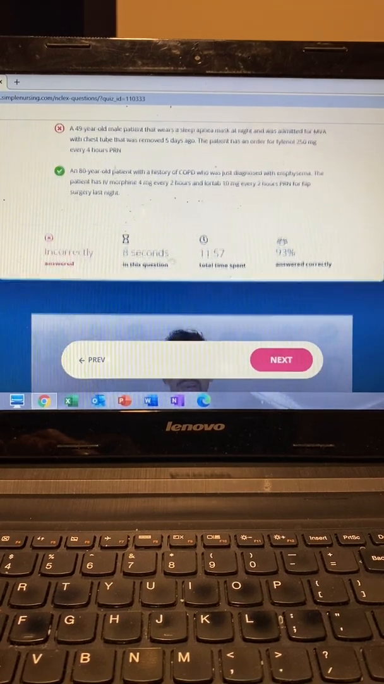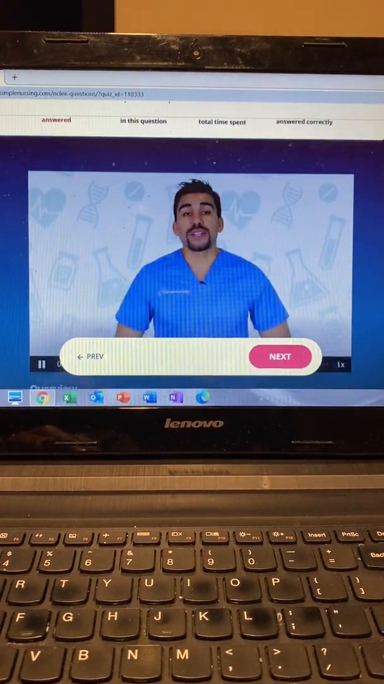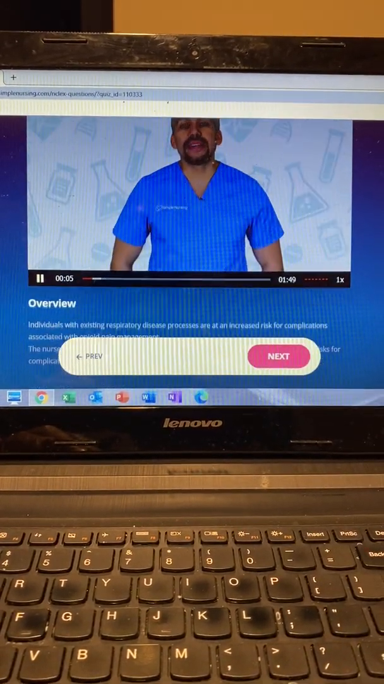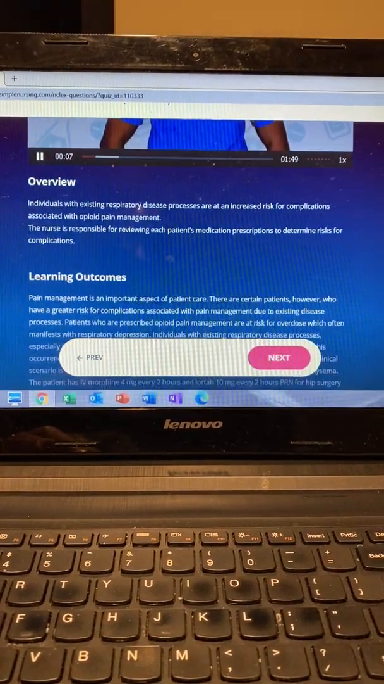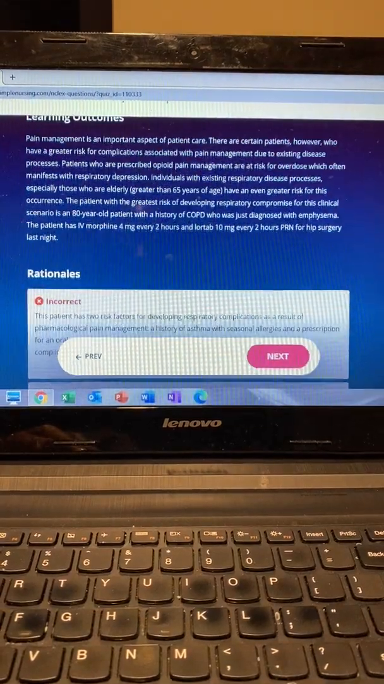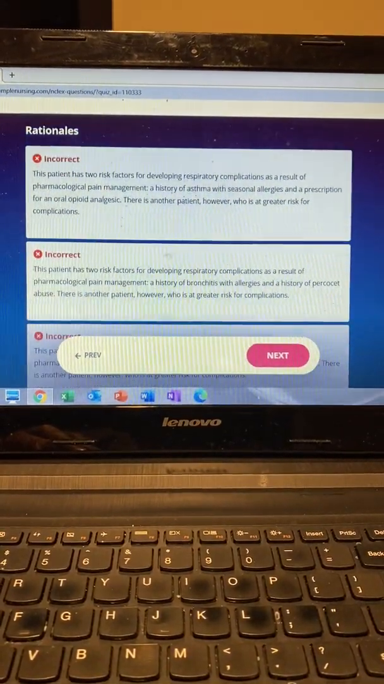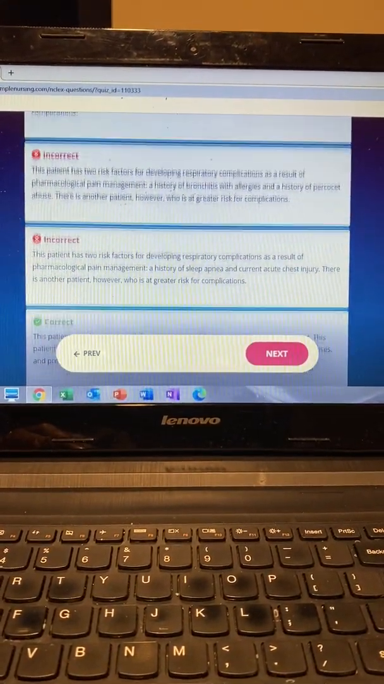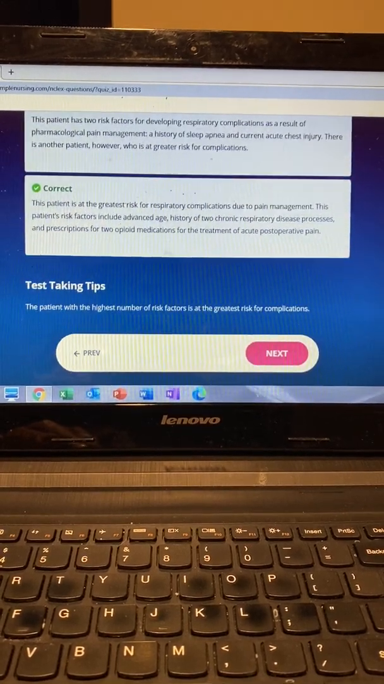Now using our 3 steps, let's break this down. This question is asking for the greatest risk patient for the key problem, respiratory complication. So we're thinking the greatest risk. So before looking at the options, we're thinking history of respiratory disease like asthma or COPD.